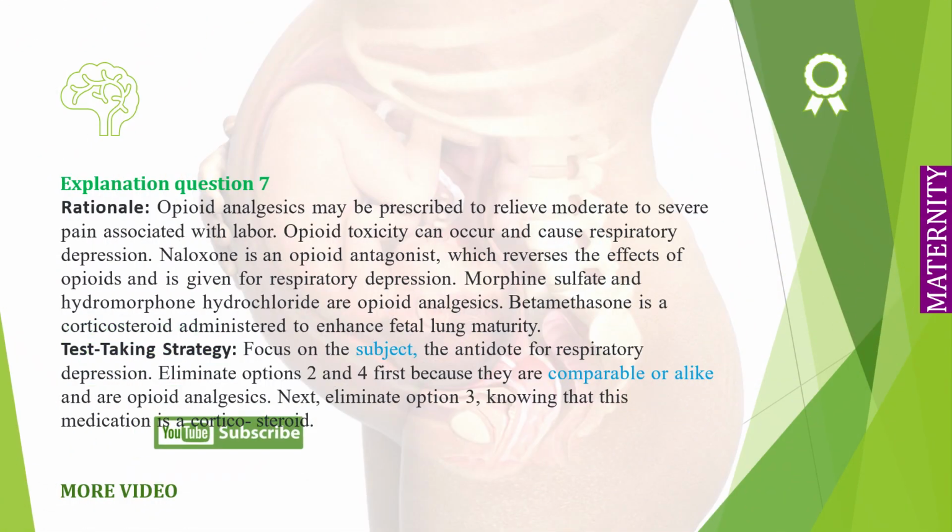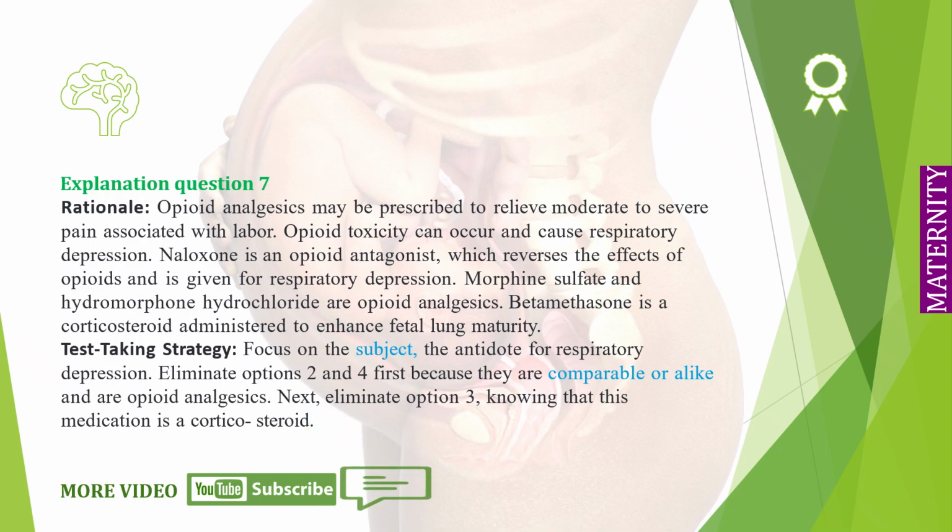Explanation. Question 7. Rationale. Opioid analgesics may be prescribed to relieve moderate to severe pain associated with labor. Opioid toxicity can occur and cause respiratory depression. Naloxone is an opioid antagonist, which reverses the effects of opioids and is given for respiratory depression. Morphine sulfate and hydromorphone hydrochloride are opioid analgesics. Betamethasone is a corticosteroid administered to enhance fetal lung maturity.